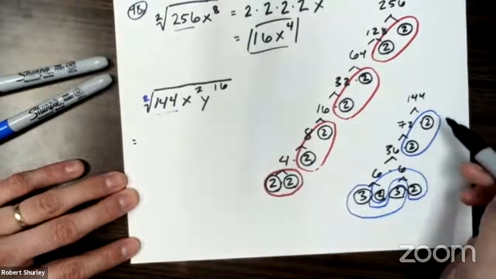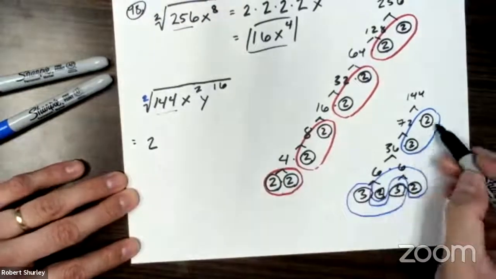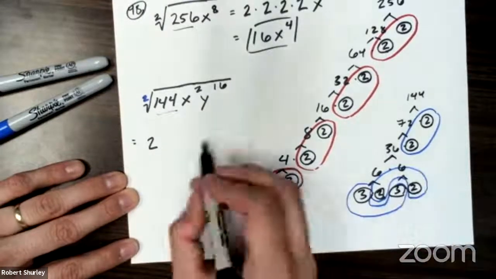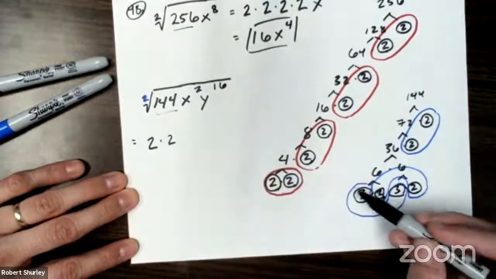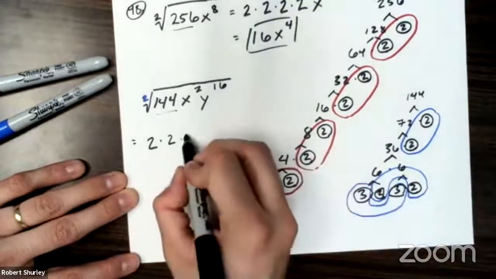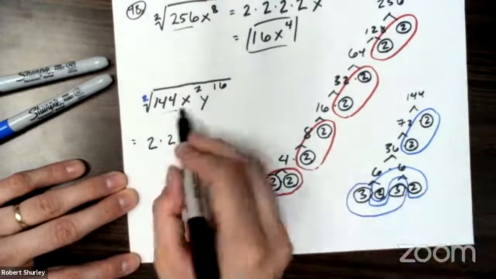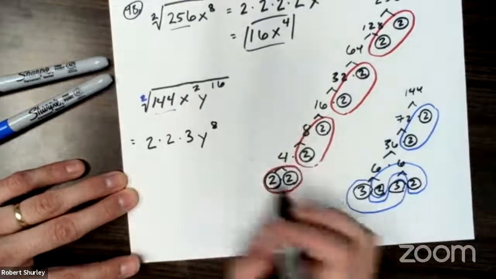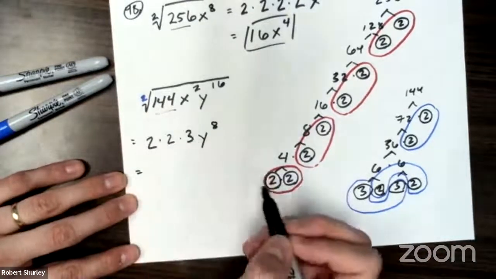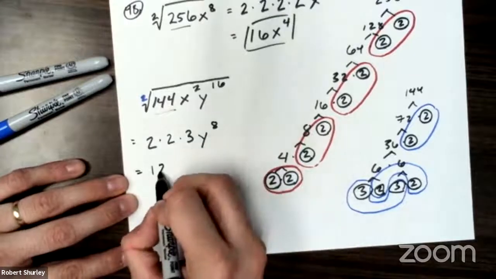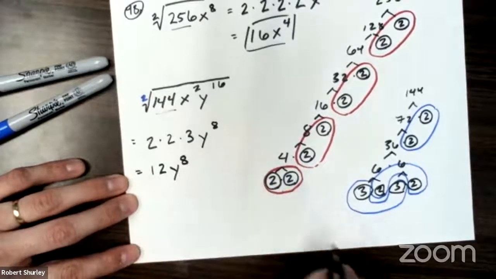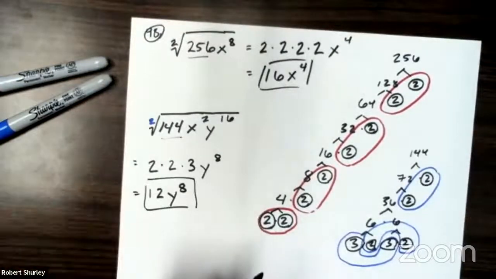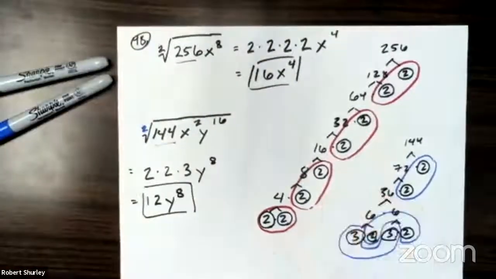So the square root of 4 gives me 2. Since we had a pair of 2's, a 2 pops out. We have another pair of 2's here, so it's going to pop out another 2. And a pair of 3's here, so it's going to pop out a 3. And then we get the square root of y to the 16th. That's just y to the 8th, right? Now, 2 times 2 times 3, that is 12. Y to the 8th, okay? Boom, we have taken the square root of this number.